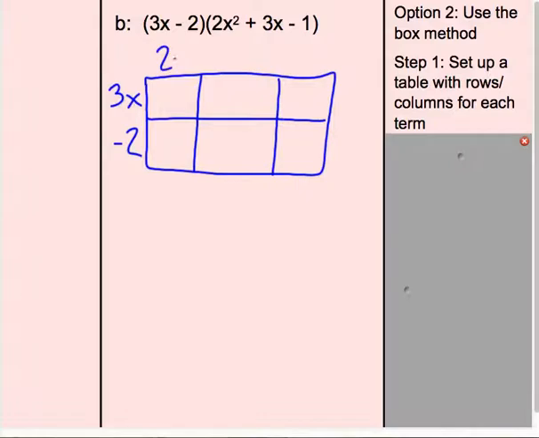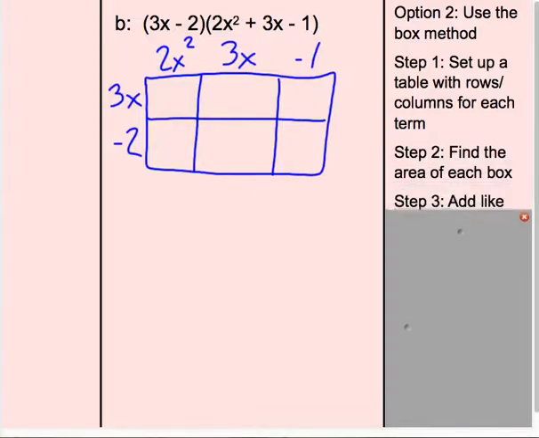First term goes for the first column, second term goes for the second column, third term goes for the third column. What we do once we have it set up is we essentially find the area of each box by multiplying the sides together. So my first box here has side lengths of 2x squared and 3x. So I multiply them together to get the area, which gives me 6x cubed.